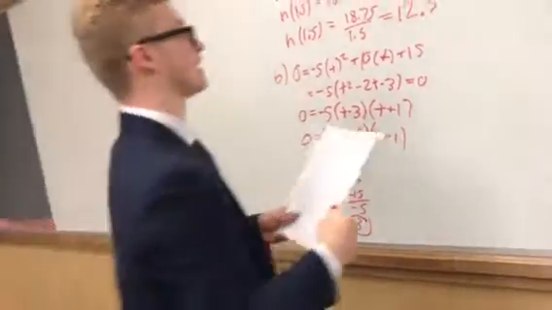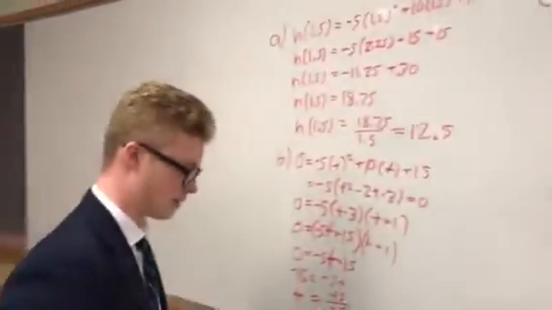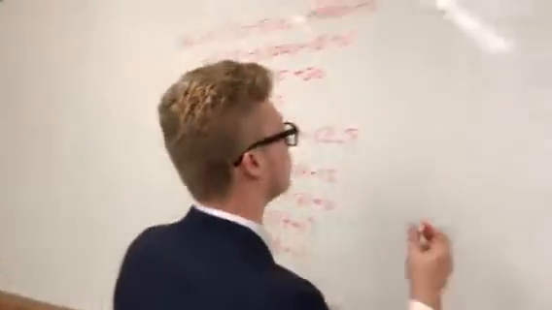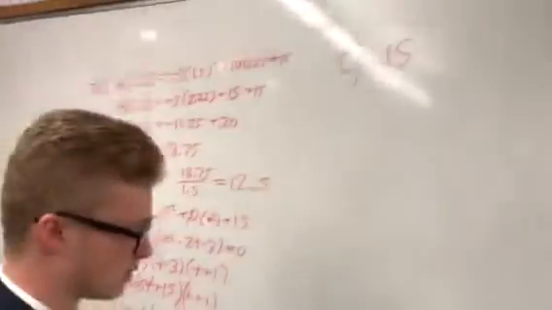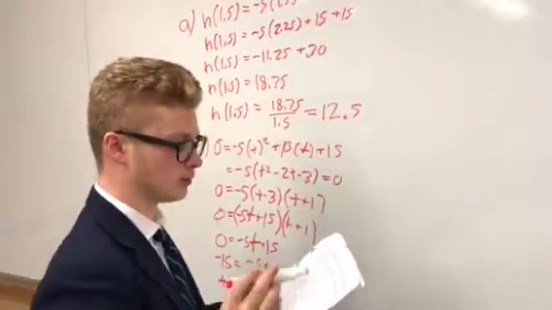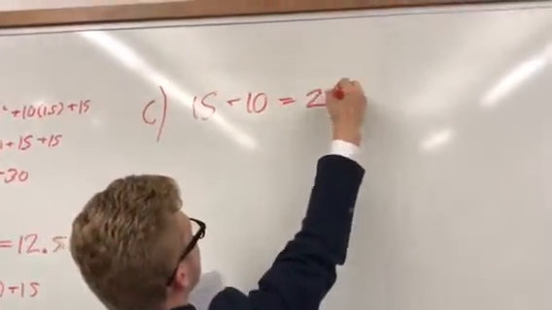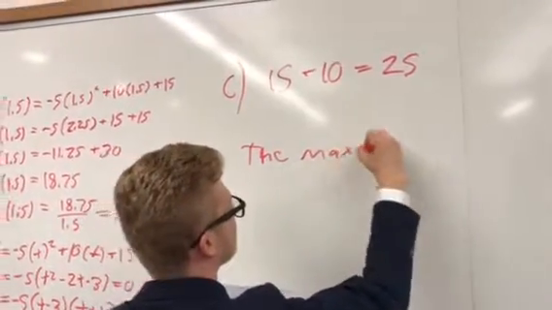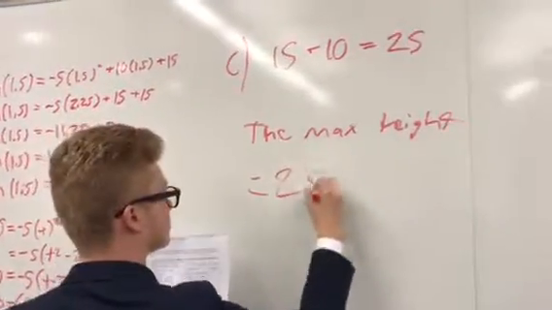And then for the last answer, which is C, which is what is the maximum height of the ball. Basically, I went off of the y-intercept, which is 15, and then the one beside it, which will demonstrate how far or high it will go, which is the 10. And so if you add those together, it'll be 25. And so the max height equals 25 meters. Thank you.